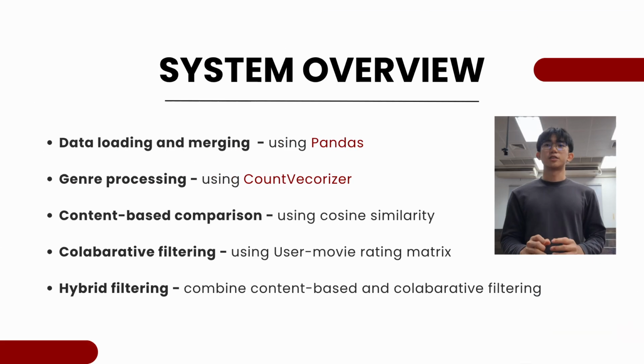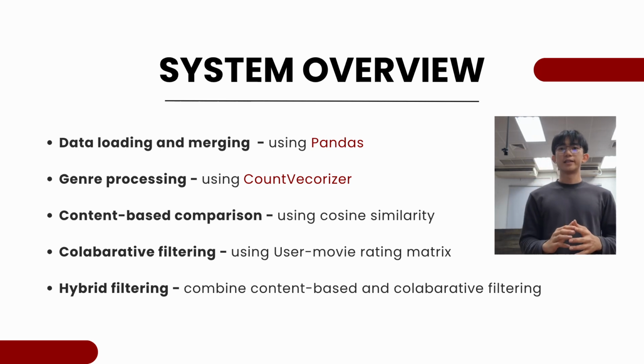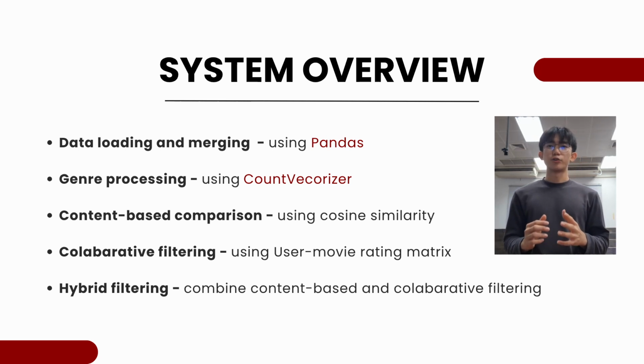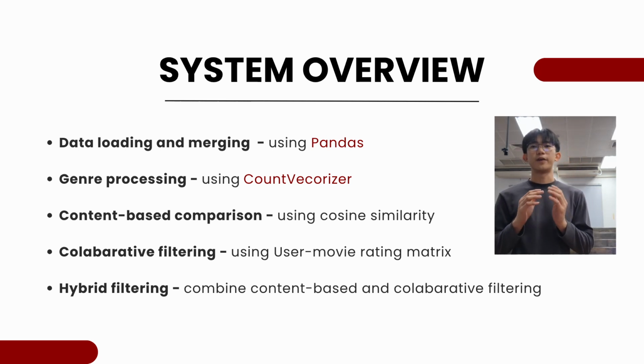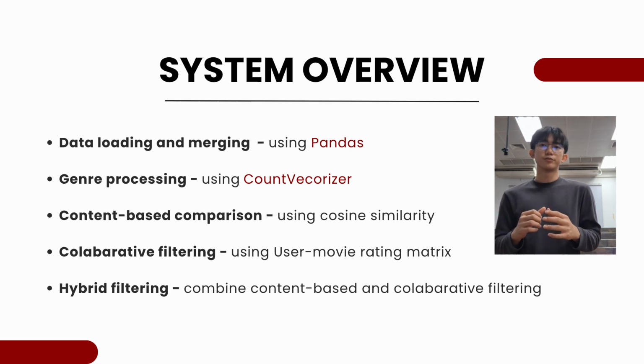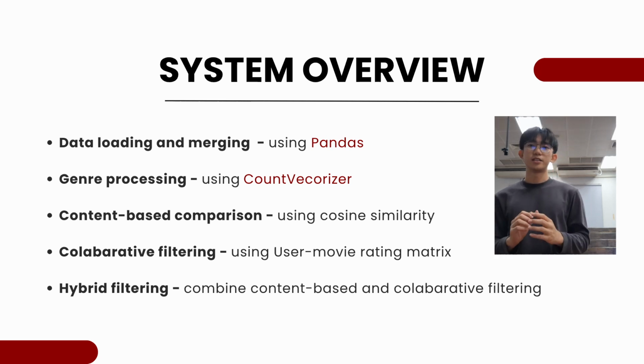Our system has several main components. First, data loading and merging using pandas, genre processing using CountVectorizer, cosine similarity for content-based comparison, a user-movie rating matrix for collaborative filtering, and finally, a hybrid method that combines all of them. In simple terms, the system analyzes what the movie is and what people think about it.